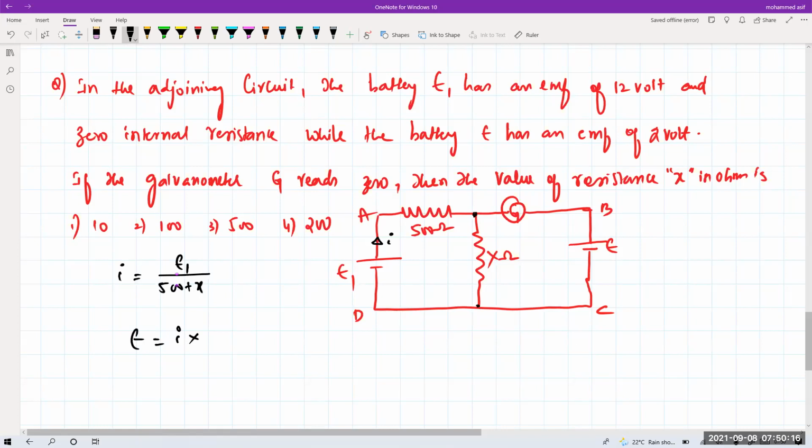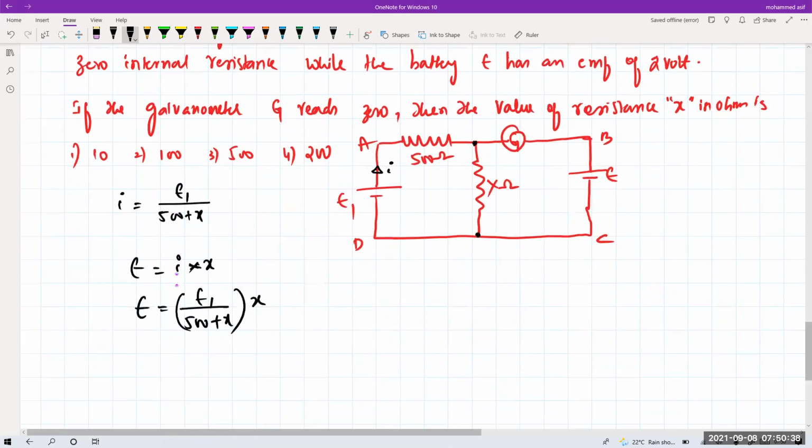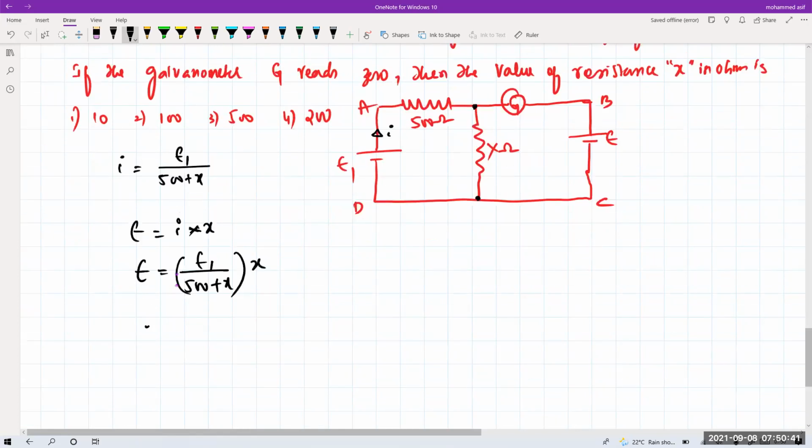Right? The battery E is in parallel with X ohms. So whatever the potential is there, the potential between these two means E. So E is equal to how much for me? I into your X. So it is nothing but E1 divided by 500 plus X, into X. The E value is given as 2 ohms, that is equal to E1, which is given as 12, divided by 500 plus X, into X.